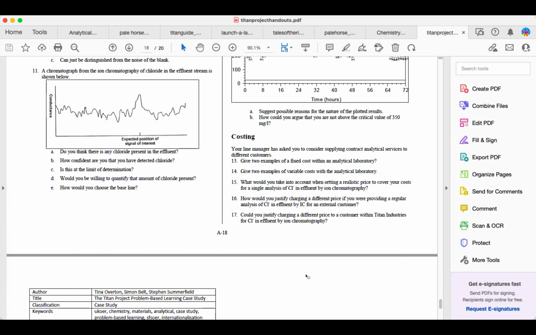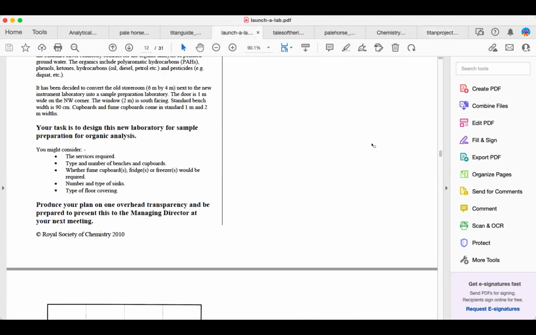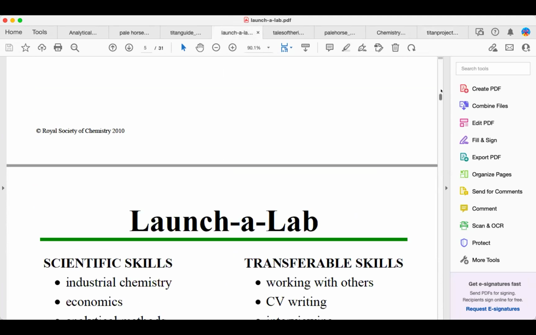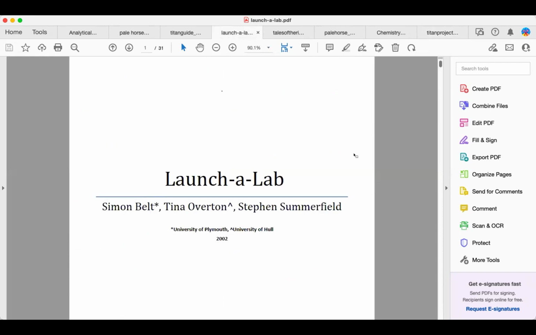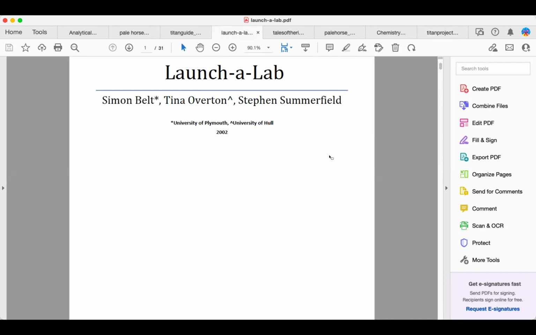So that will be the second room, second group. Let's look at the third. It is called Launch a Lab project.